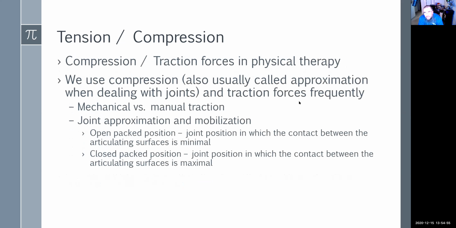So what do we use compression and traction forces for in physical therapy? Well, we use compression, also known as approximation, when dealing with joints, and traction frequently when dealing with pain. We can do things like mechanical versus manual tractions. So you've seen mechanical traction probably in the clinic where they strap people into those tables and the machine slowly pulls and stretches their spine out. Well, that traction unit that you've seen also has devices for stretching the arms out, for stretching the legs out, even for stretching the neck out.